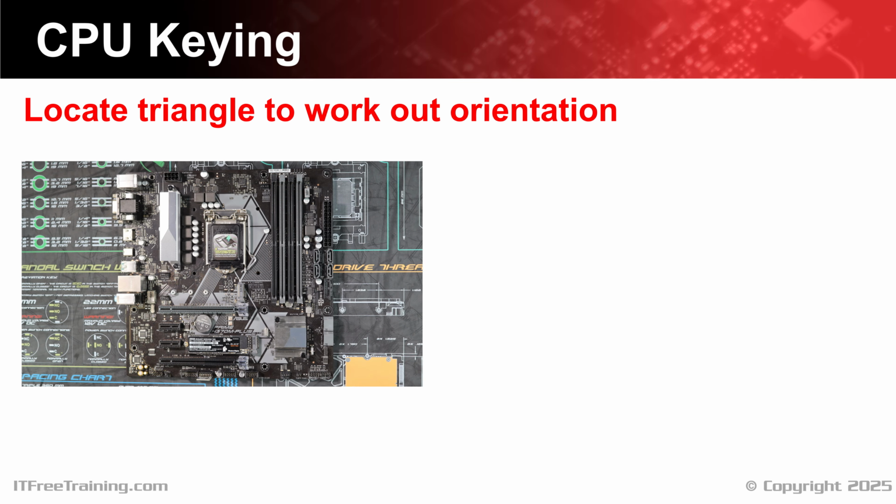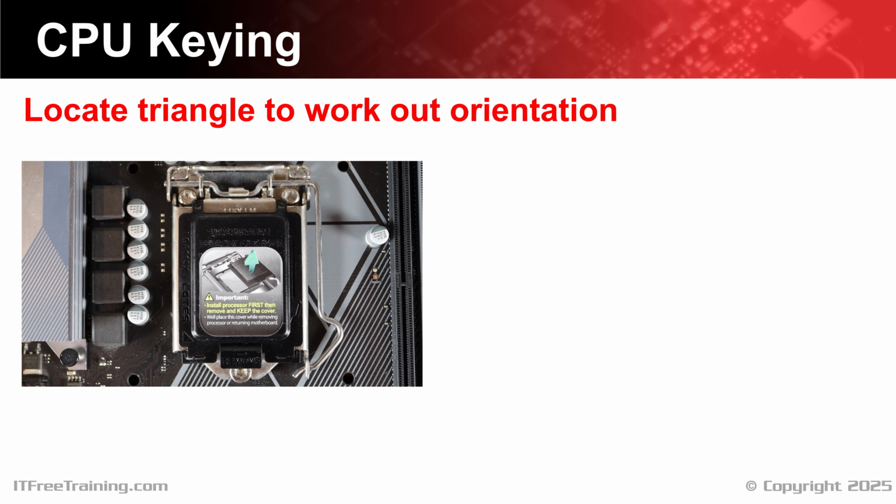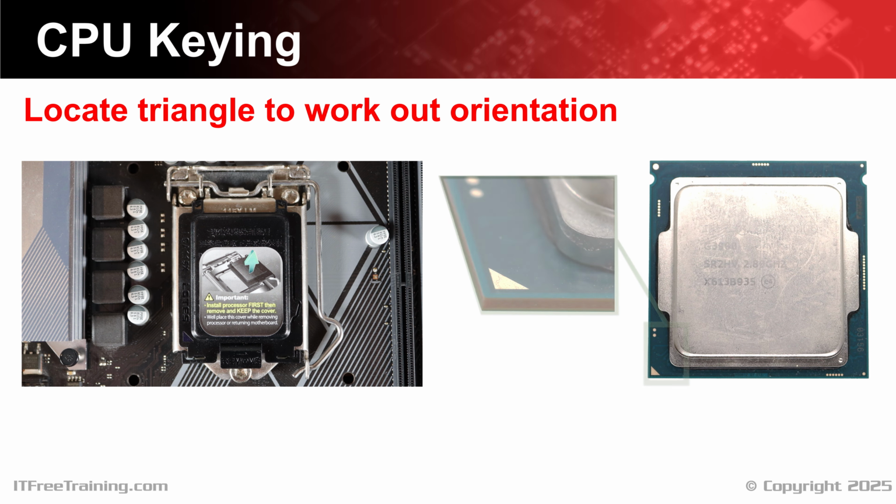Before installing the CPU, you'll need to work out the correct orientation. In order to do this, locate a small triangle on the socket. Either the socket or the socket protector will have a small triangle on one of its corners. In the case of this socket, the triangle is located on the bottom left. I have highlighted it to make it easier to see. On the CPU, there'll also be a triangle on one of the corners. When installing the CPU, it is a matter of lining these two triangles up.